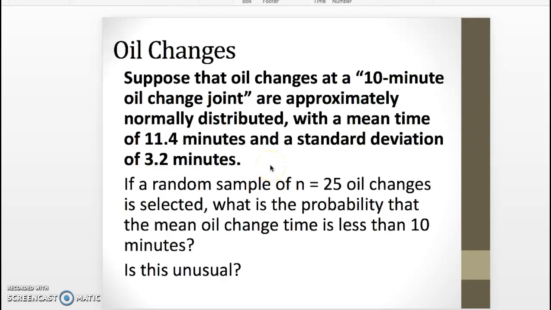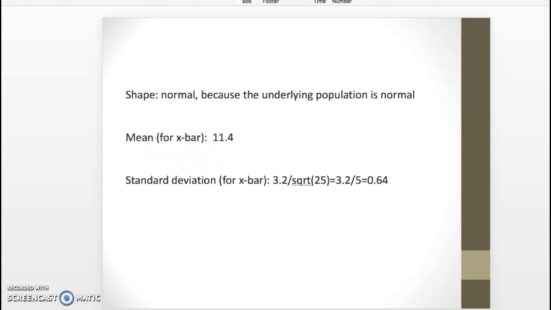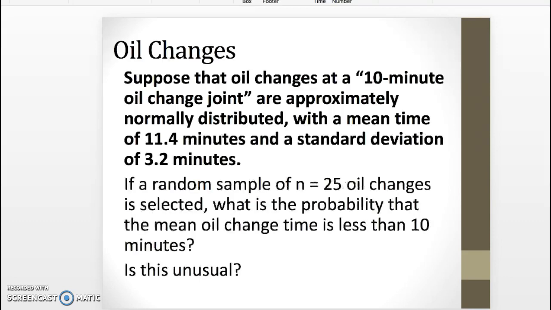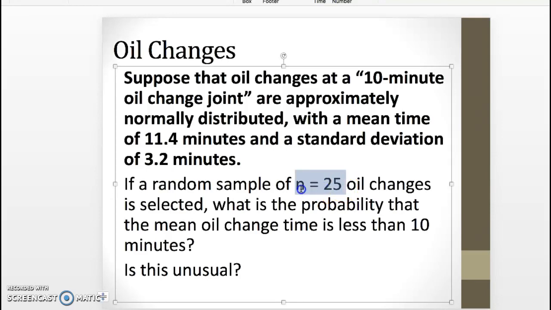Hello Math 152 students. In this video, we want to take a look at wrapping up this example and finishing 8.1. So in the last video, we looked at calculating the shape, mean, and standard deviation for a sample of size 25. And I want to point out that in this next part, we're calculating a probability for a sample mean for a sample of size 25. It's important that you pay attention to your sample size.